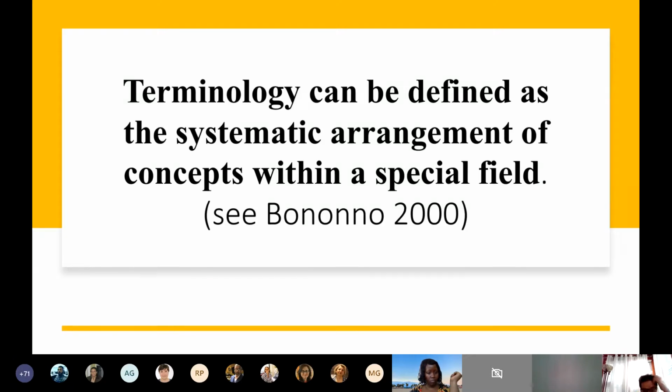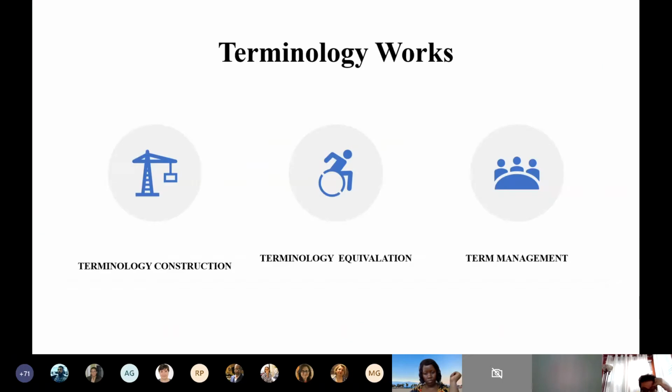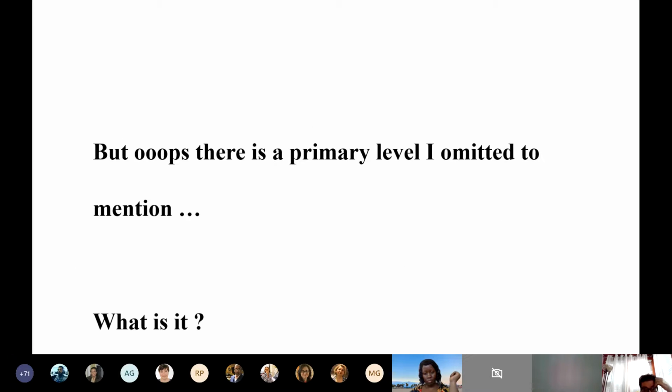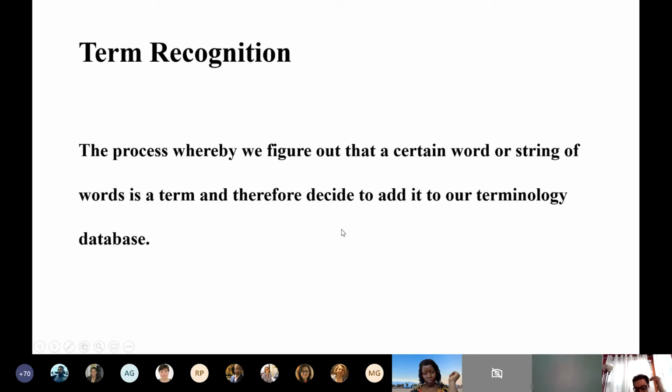Terminology can be defined as a systematic arrangement of concepts within a special field. But oops, there is a primary level which I omitted to mention. Can you guess what it is? I will tell you. It is what I call term recognition. Term recognition is a process whereby we figure out that a certain word or string of words is a term, and therefore decide to add it to our terminology database.